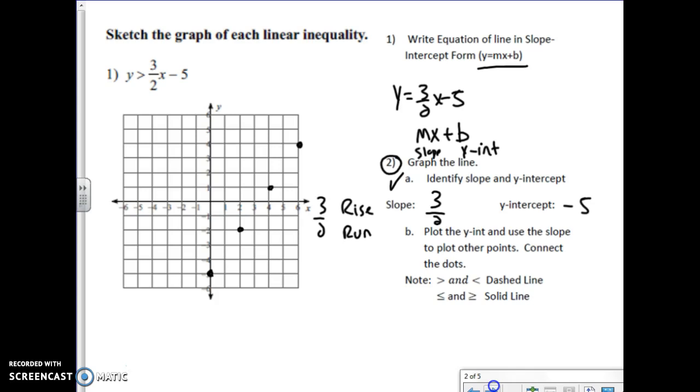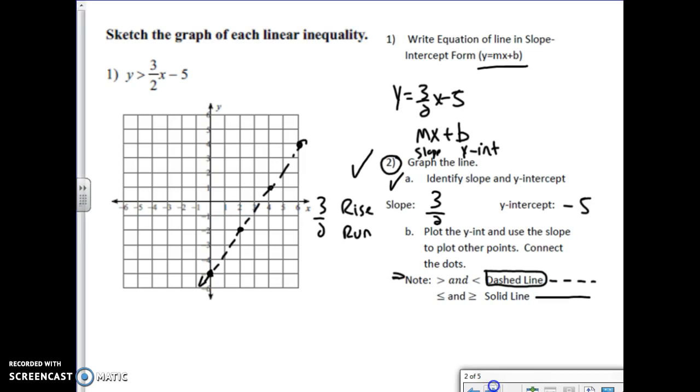Now I want to connect the dots. So there's 2 ways that I can connect the dots right here. If I have a greater than or a less than symbol, I'm going to use a dashed line. If it's less than or equal to or greater than or equal to, I'm going to use a solid line. So that's where I'm looking at my inequality. So this is greater than. So I'm going to use a dashed line. That's what I'm going to graph. So I'm going to connect the dots with the dashed line. Okay? So I've gotten step 2 complete.